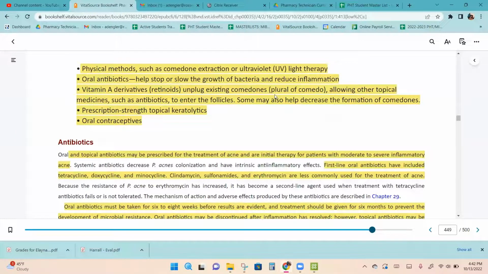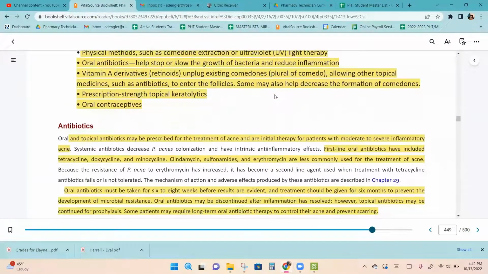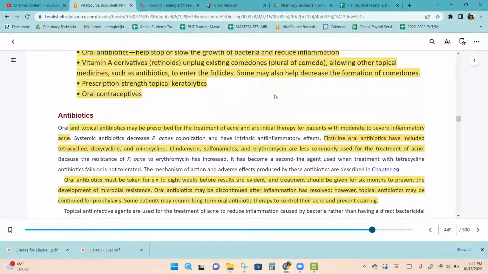Vitamin A derivatives like retinoids unplug existing comedones, allowing other topical medications such as antibiotics to enter those follicles.